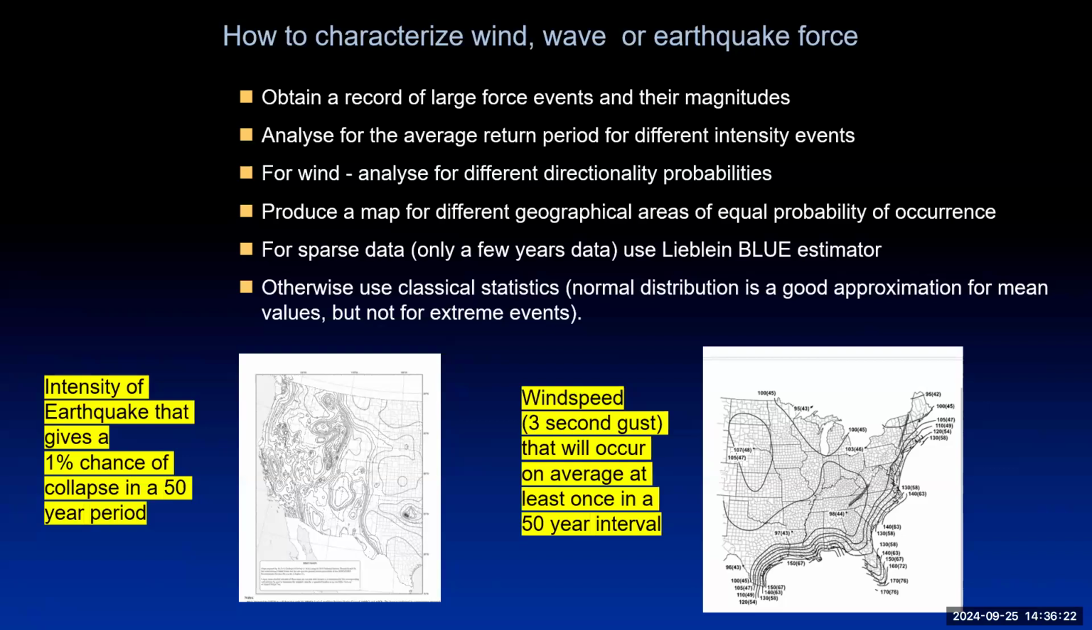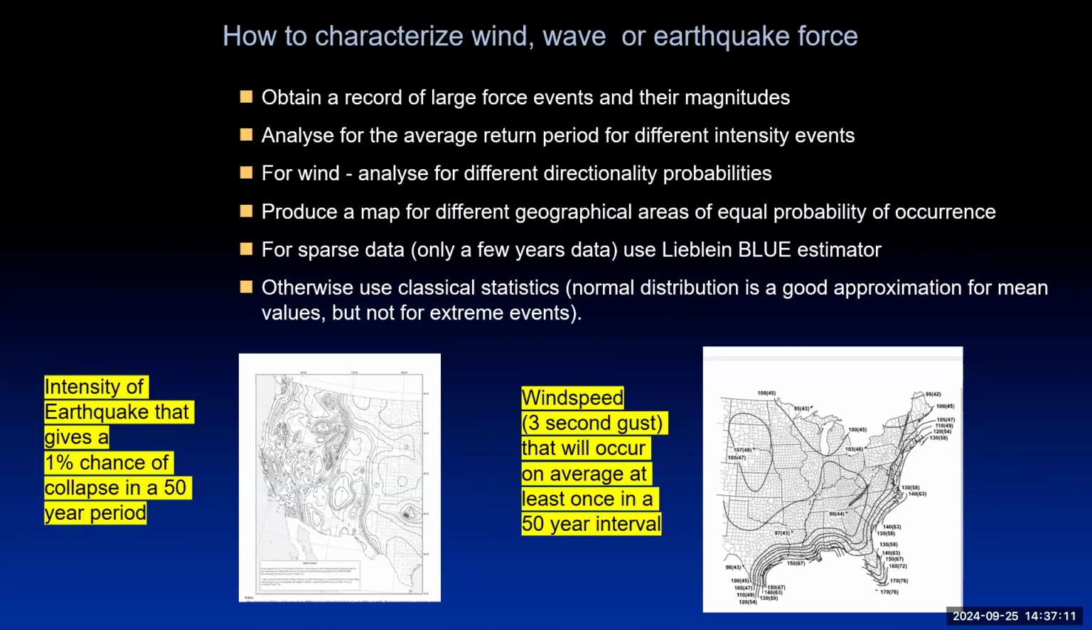For sparse data, only a few years of data, what we do is there is an estimator of what the wind speed for 50 years is. And for earthquakes, it's even more important, although it's not in common usage as yet. BLUE actually means the best linear unbiased estimator. Lieblein BLUE. And so if you're dealing with floods or earthquakes, it becomes extremely important. In fact, it's being used for the flooding risk in Sydney, Australia, and it ought to be used in a lot of other places as well.